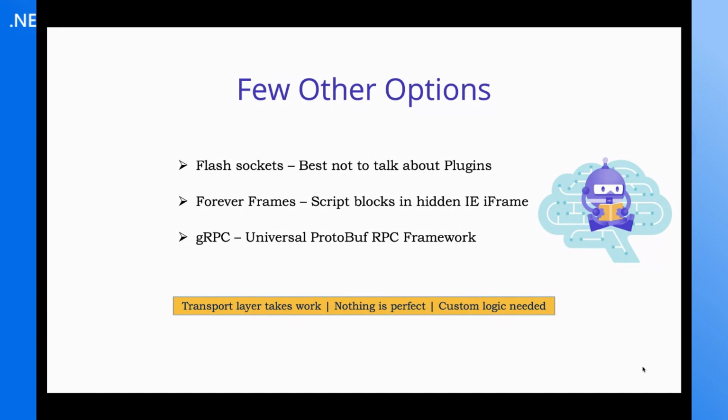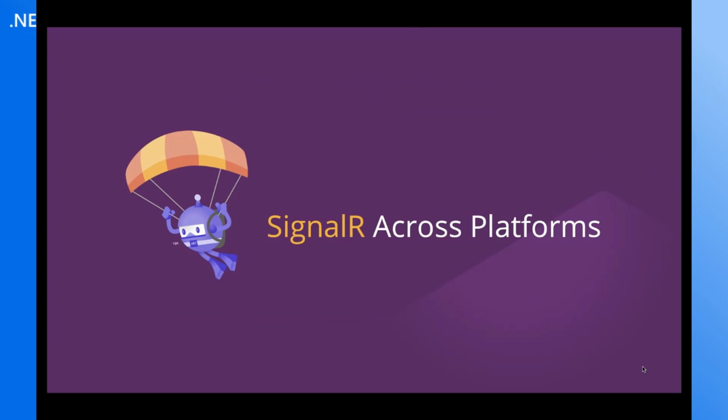We used to do sockets, but plugin-wise, that didn't scale very well. IE did a specific thing called Forever Frames, but gRPC is pretty big. gRPC is a protobuf-based universal open source RPC framework, and you actually have support for this in ASP.NET, so go ahead and do that. But the bottom line is, the moment you step down to the transport layer, this is difficult. And wouldn't you rather focus on building your app and its functionality rather than doing transport layer work? So this is where SignalR comes in.